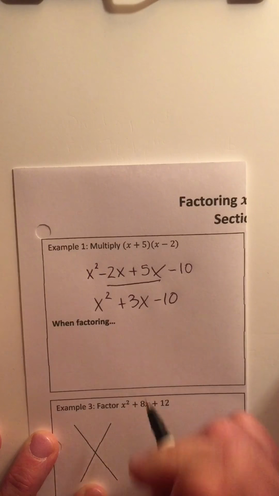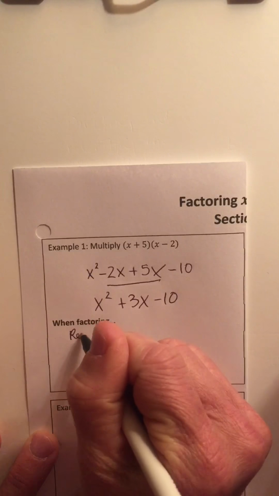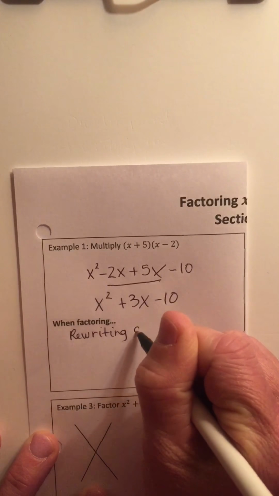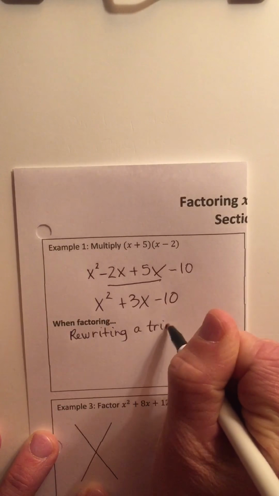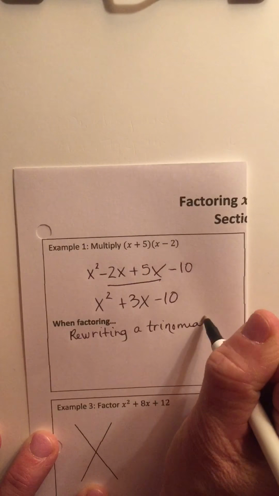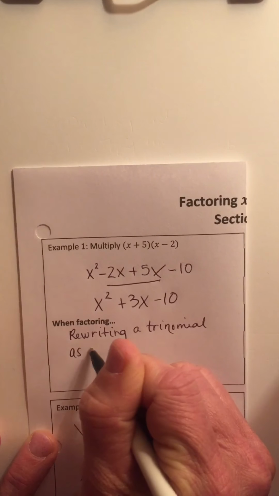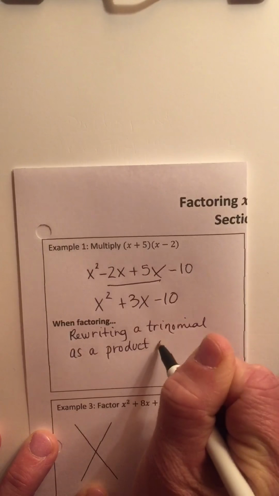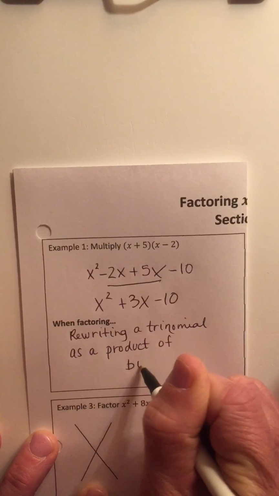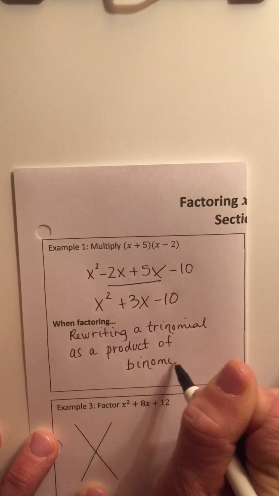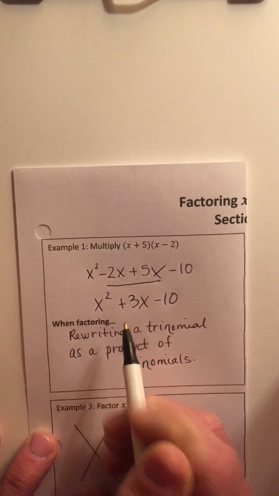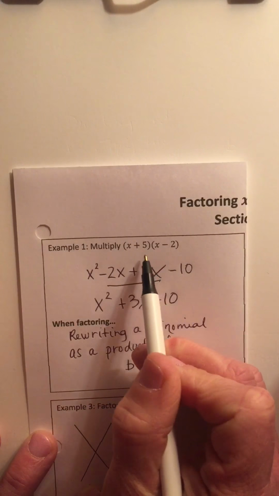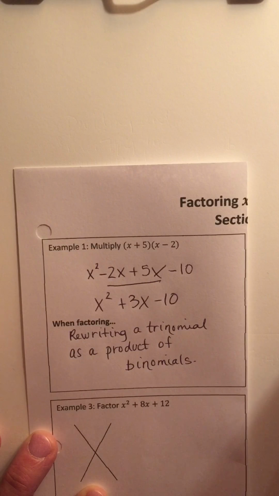When factoring, we are rewriting a trinomial as a product of binomials. We want to be able to go from x squared plus 3x minus 10 back to the x plus 5 times x minus 2.